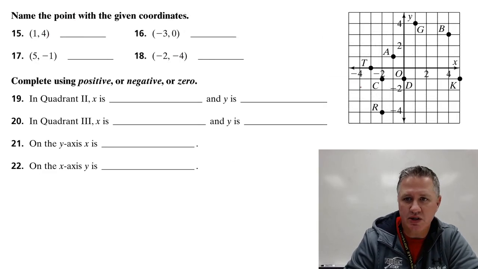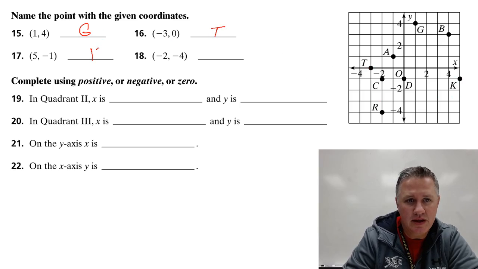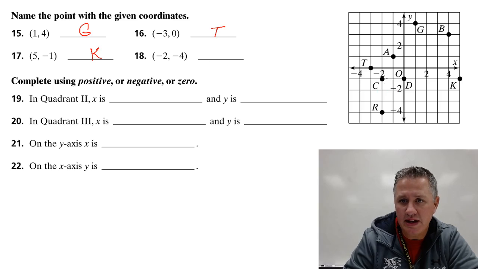We're going backwards now. So I look at point 1, 4, and I say, what's 1, 4 on? That is G. -3, 0 would be T. 5, -1 would be K. And -2, -4 would be R.